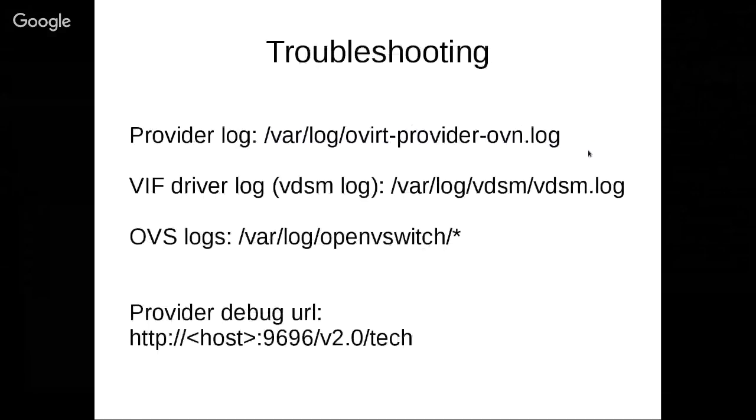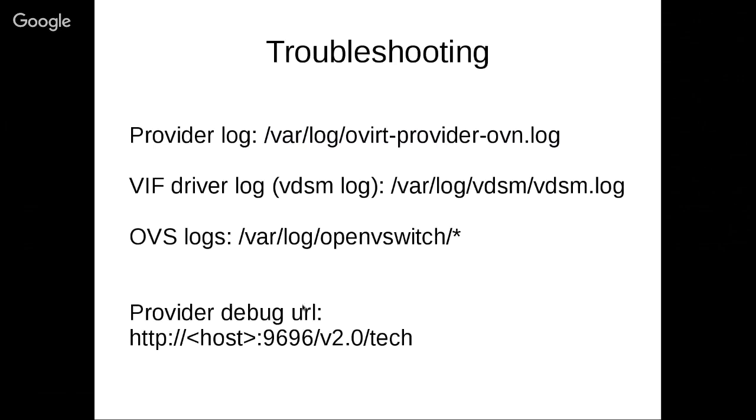What if anything should go wrong? I hope it doesn't, but if you need any troubleshooting, here is the location of the most important logs. The provider log is located in var log oVirt provider ovn.log. The VIF driver logs, there is actually no special log file for this. We use the VDSM log for this, located in var log VDSM vdsm.log. You can look at the OVS logs located in var log open vSwitch.